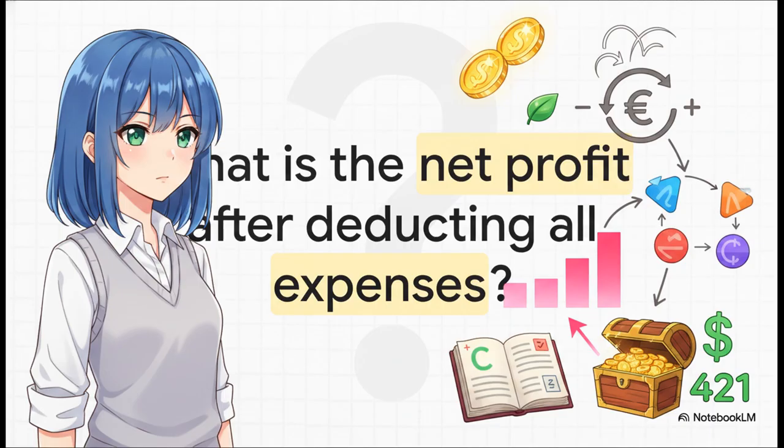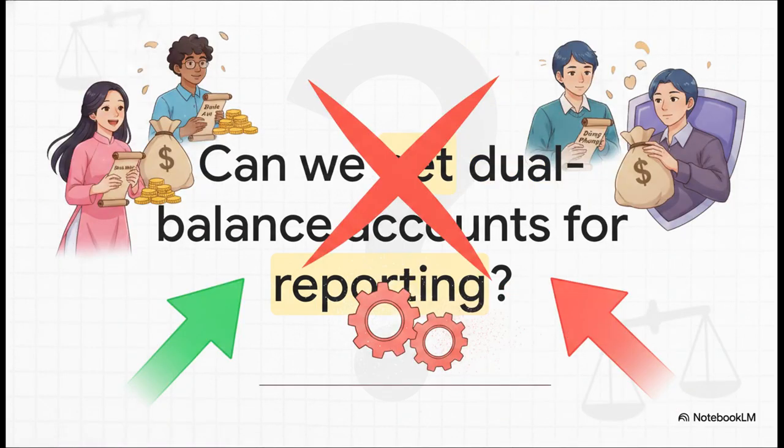And because it's a profit, it increases owner's equity, which means we record it on the credit side of account 421. Case 3 deals with dual balance accounts, like account 131 for trade receivables. Let's say customer Bin Ming owes you $45 million and customer Tuanan owes you $15 million. But you also received a $12 million advance payment from another customer, Dongfeng.